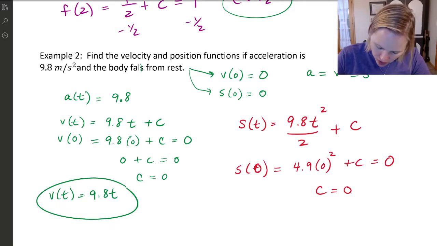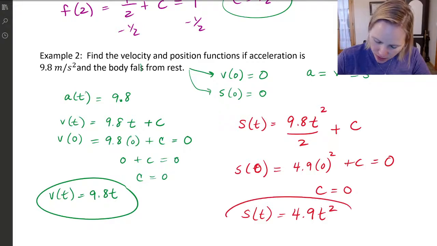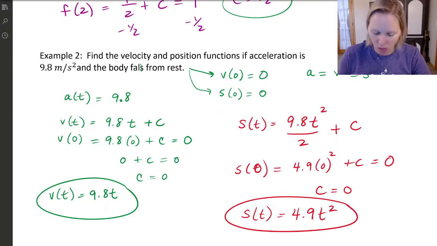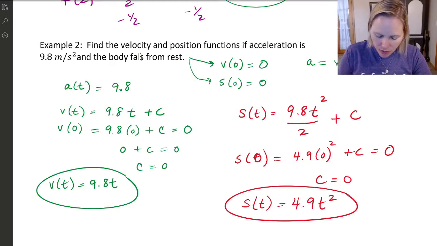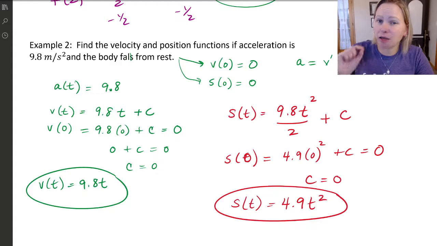So my two functions that I had to find were position and velocity. So my position function is just 9.8, sorry, let's go ahead and use 4.9. 4.9 t squared, and my velocity was 9.8 t. Now, the point that I want you to remember here as you move forward and as you practice a few things with antiderivatives is that there are an infinite number of antiderivatives and they all differ by a constant c. If you have some initial conditions, you can find what c is. If you don't know what c is and you're not provided any initial conditions, then you need to represent its existence by just saying plus c.